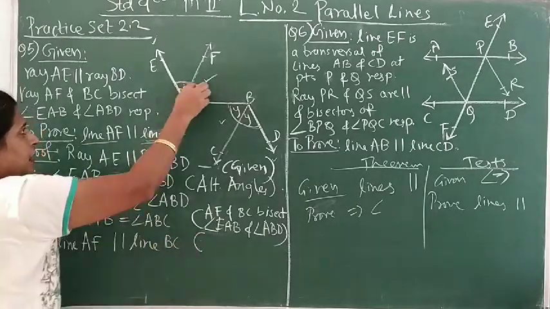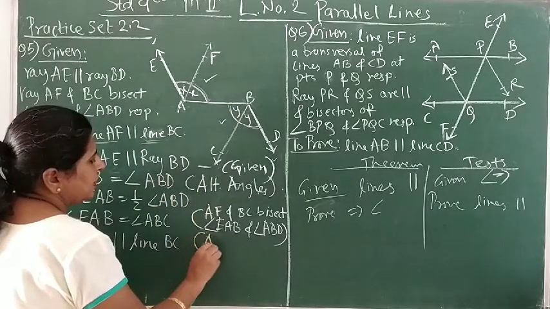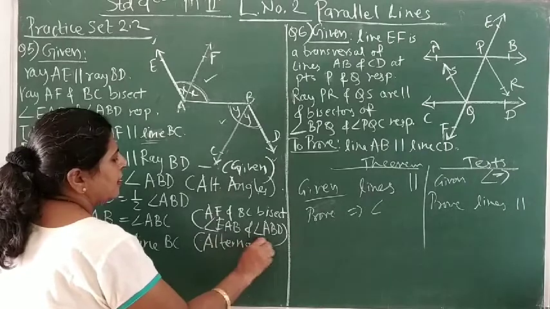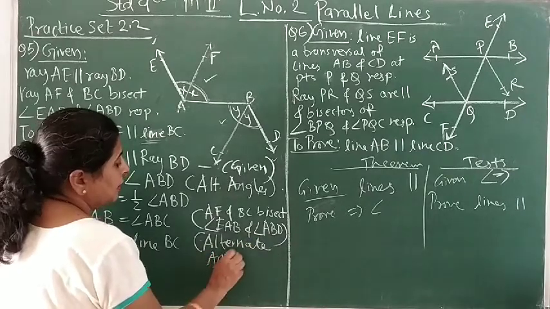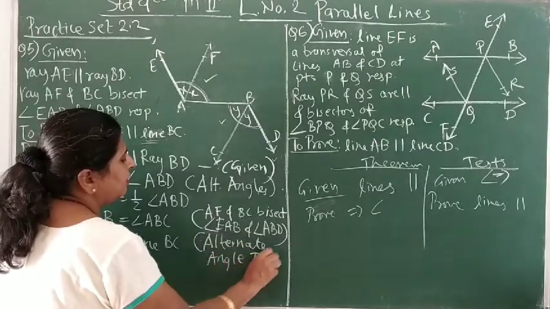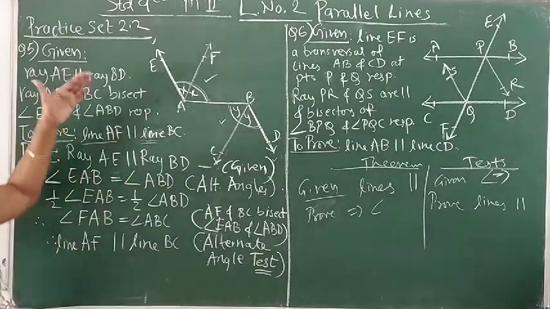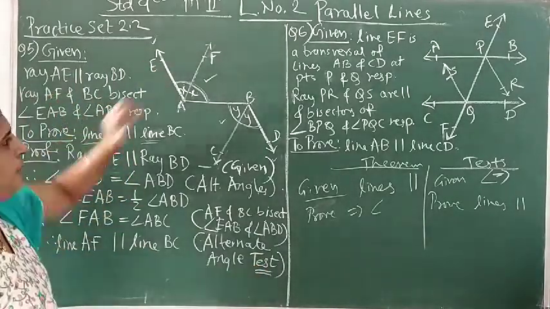The reason is alternate angles congruent, hence we are using the alternate angle test. Here you cannot skip the word test. This is a very important word. Don't skip this. Okay, so this way we have proved question number 5.